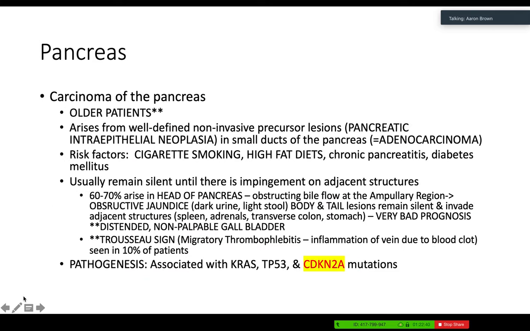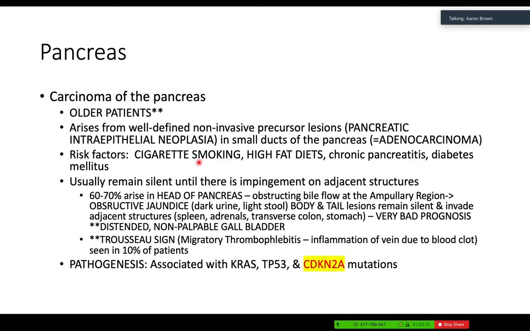Okay. Carcinoma of the pancreas, pancreatic cancer, very big right now in terms of research, and it's very scary. Typically these are asymptomatic, so we're looking for a little bit older patients, although patients as young as 50 can show up with these. It arises from well-defined non-invasive precursor lesions in the small ducts of the pancreas. Okay, the risks here: cigarette smoking, high-fat diets, diabetes, chronic pancreatitis, but cigarette smoking is going to be the number one that you need to know for your exam and the one that they expect you to know.